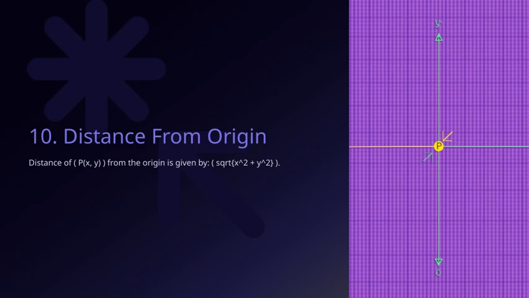This concept is fundamental because it helps us understand how far any point is from the origin, regardless of where it is on the plane. So, whether you're analyzing the position of a point or working through a geometric problem, remembering this distance formula is crucial. It connects to the overall theme of understanding how points are situated in the coordinate plane.